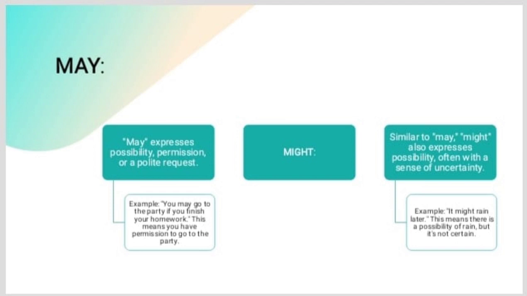The second type is might. Might is also the same as may, but it shows some uncertainty. For example, if the possibility is below 50%, then you can use might. Now look at the example. It might rain later. Here this example shows less possibility of raining.